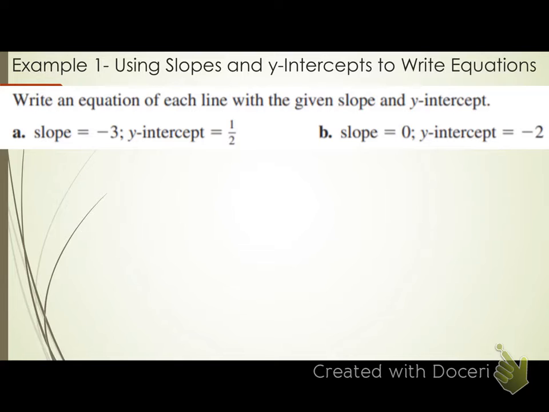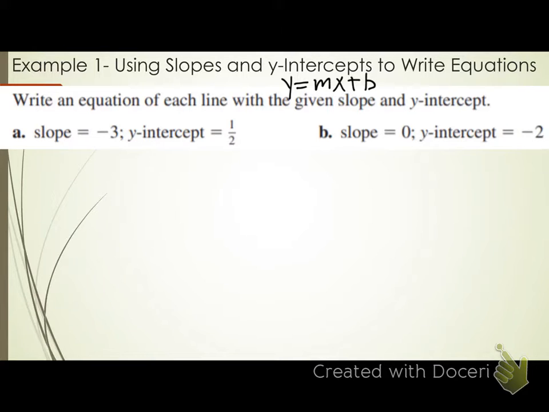So example 1. Write an equation of each line with the given slope and y-intercept. Once again, slope-intercept form is y equals mx plus b. So, what does the m represent in slope-intercept form? Slope. What does the b represent? Y-intercept. So on letter A, do I have a slope? Yes. Do I have a y-intercept? Yes. That's all the information I need.